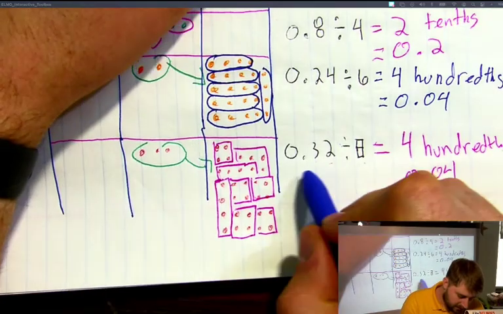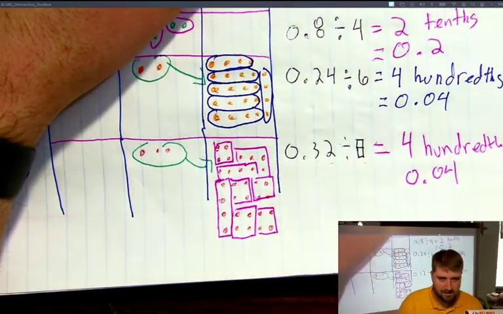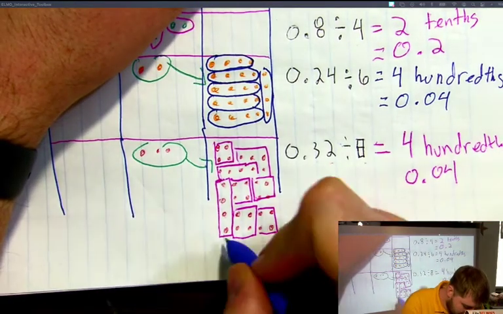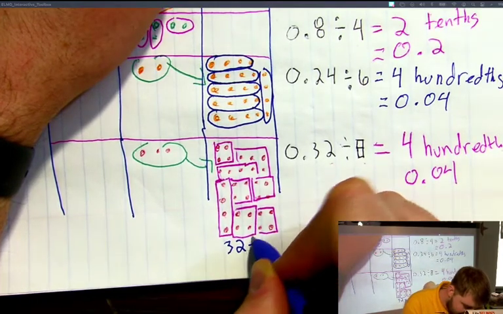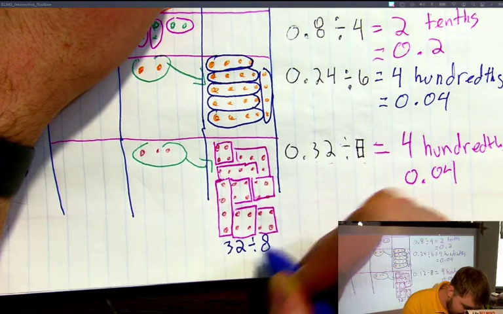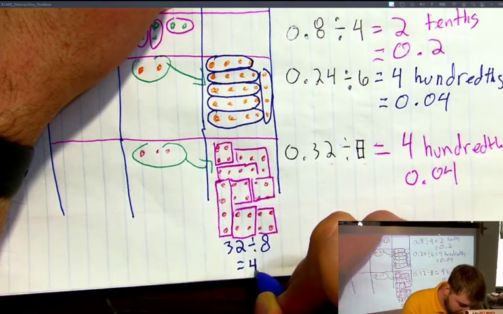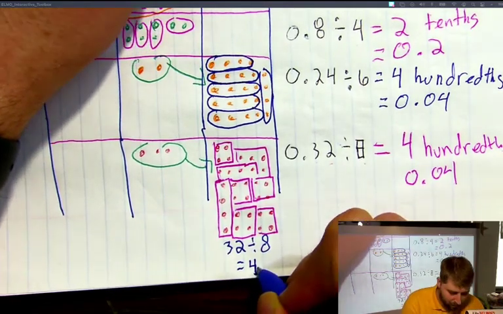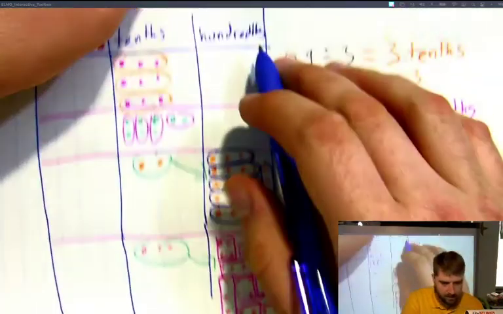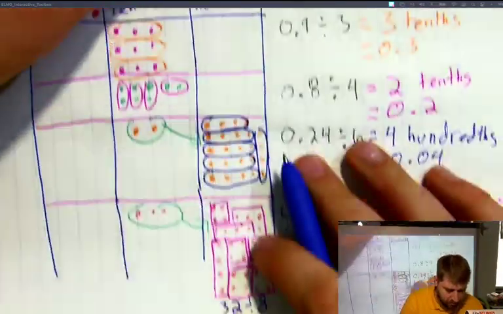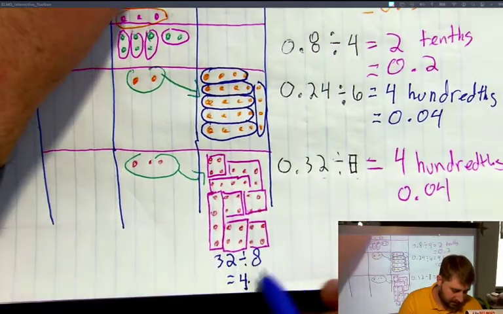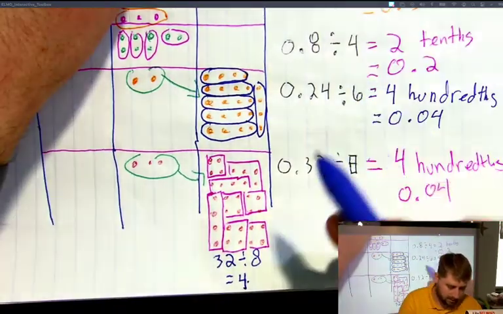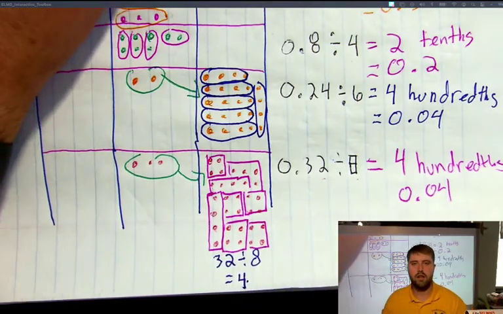So we have 32 hundredths, and we read that as 32 hundredths. So I put my problem in this hundredths column, 32 hundredths divided by 8, and 32 divided by 8 was 4. So my answer was 4, but 4 what? It was 4 hundredths, because that 4 took place in the hundredths place. Sorry, 32 divided by 8 was 4, and it was 4 hundredths.